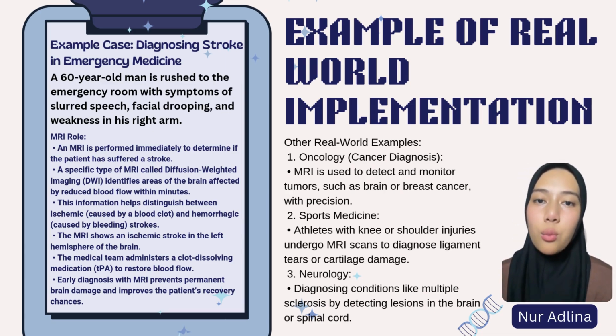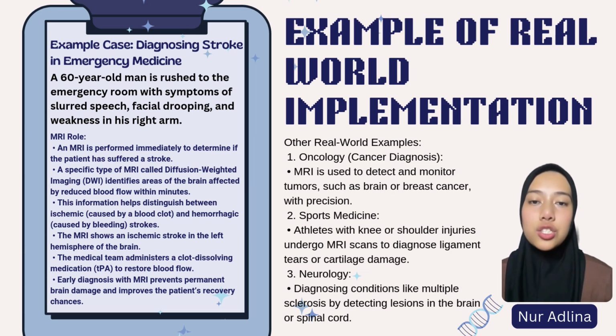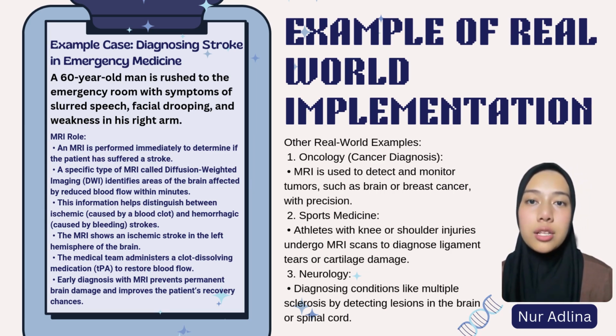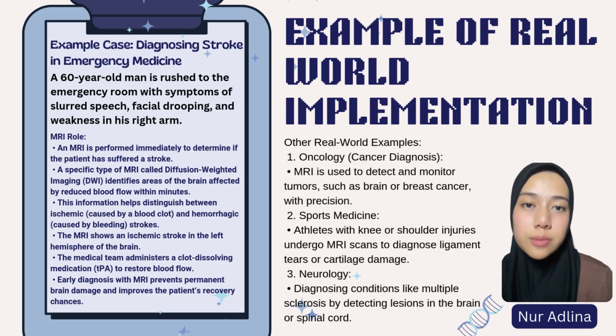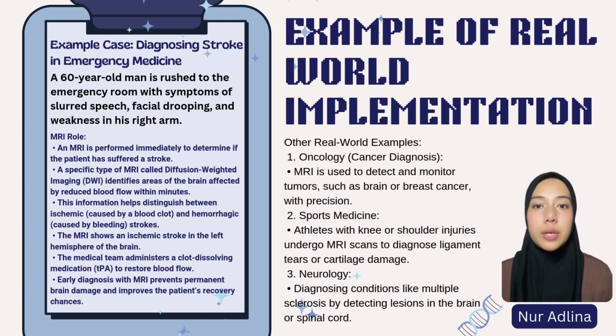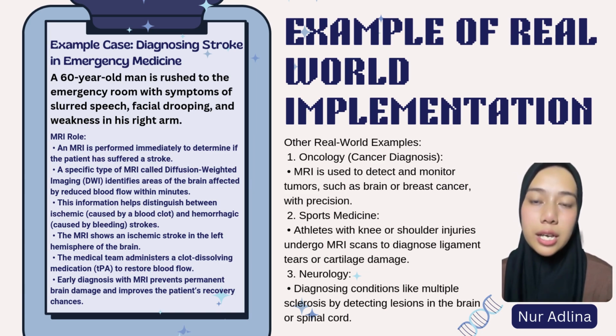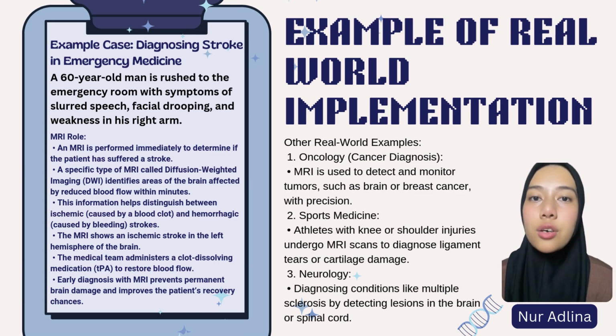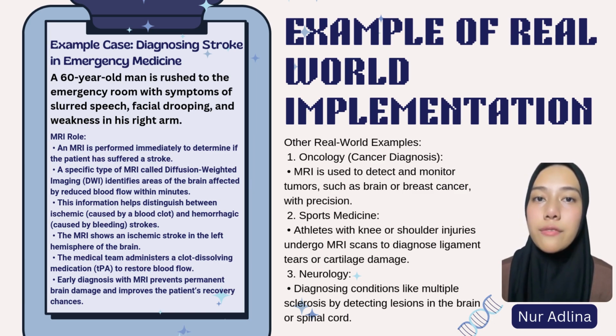By measuring how water molecules move in brain tissue, the MRI can identify the stroke type, whether it's ischemic, caused by a blood clot, or hemorrhagic, caused by bleeding. This distinction is critical because it determines the appropriate treatment. For instance, in an ischemic stroke, doctors might use a clot-dissolving drug to restore blood flow.